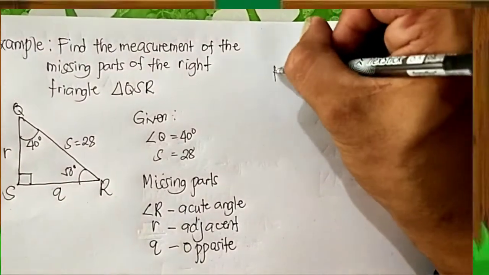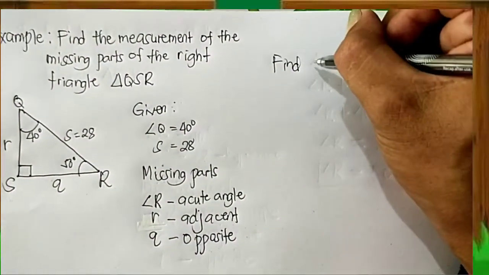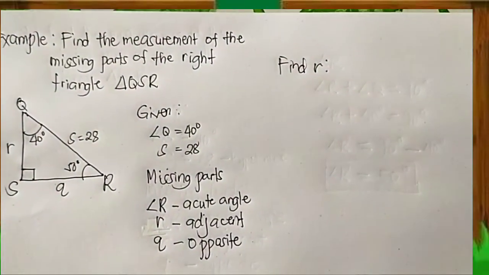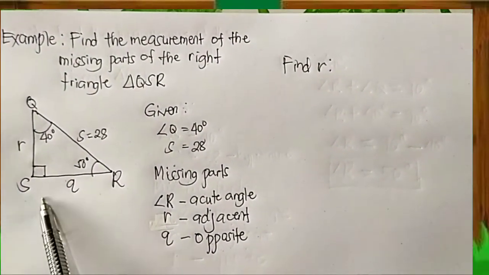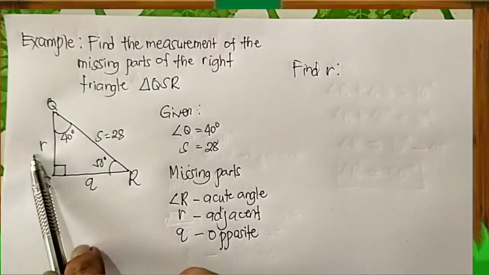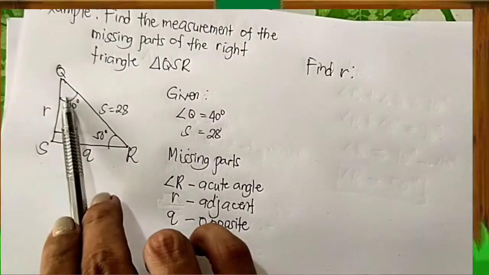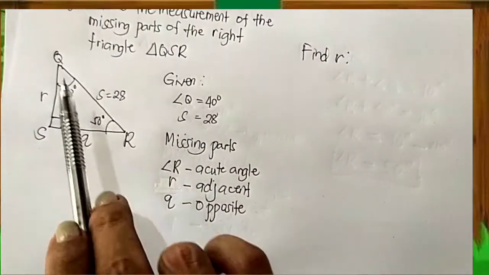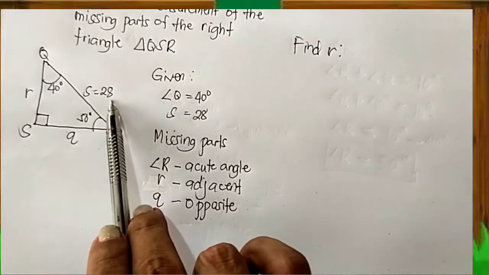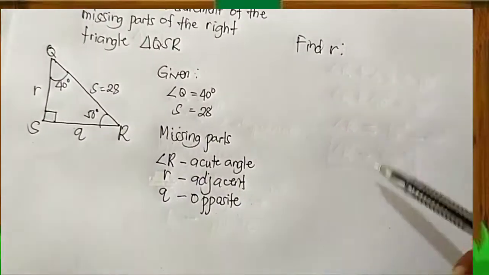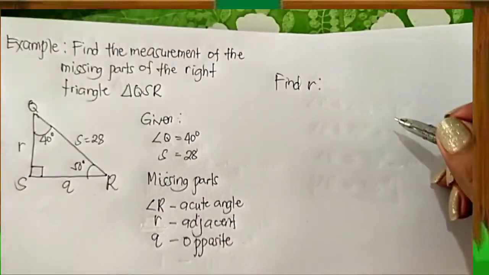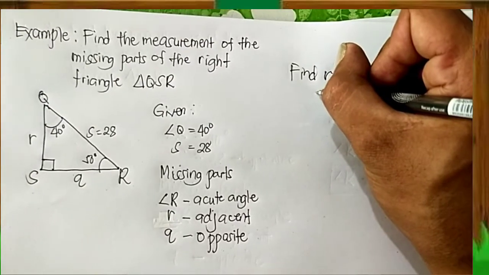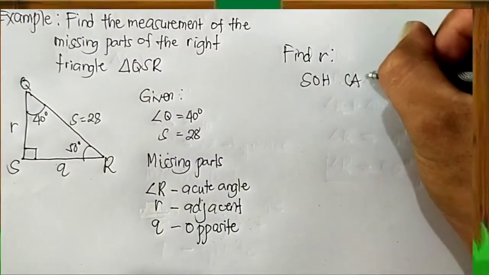Now, let's find side R. By looking at the figure, side R is adjacent to angle Q, and S is the hypotenuse. Again, to solve using the trigonometric ratios, remember the six trigonometric ratios and the mnemonic word SOHCAHTOA.